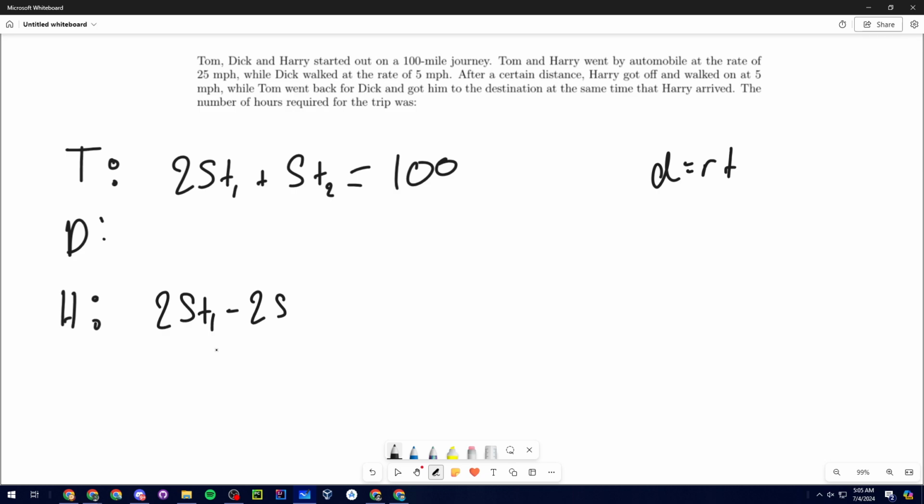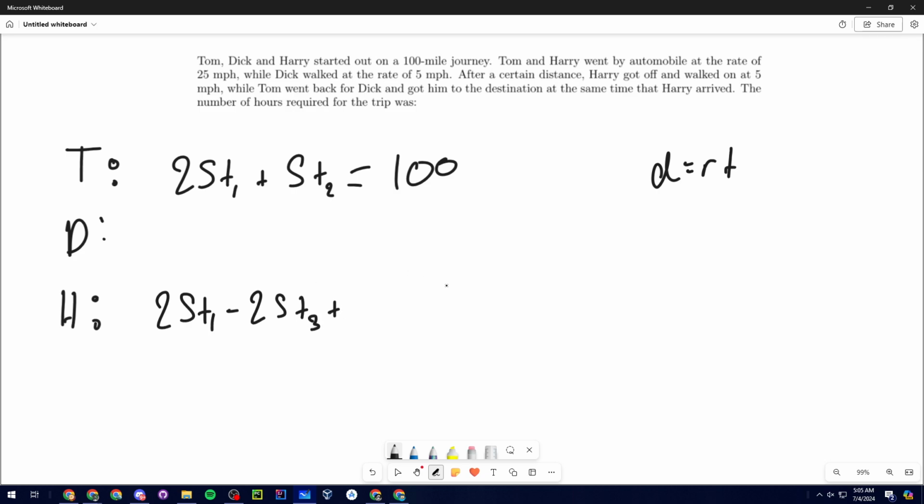Is it time 1? No. Is it time 2? Not necessarily, because we're never told that... actually no, we know for a fact it can't be T2, because when he's going back, T2 is the rest of the trip after T1, but we know that he reaches at the same time, so it has to be smaller than T2, so I'm just going to say another variable, T3.